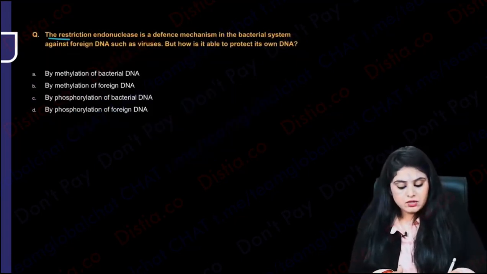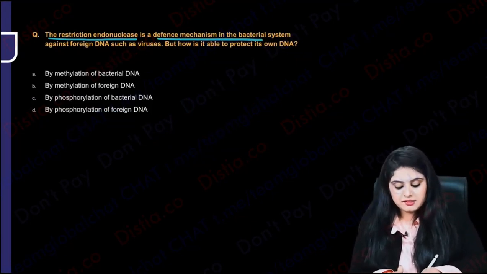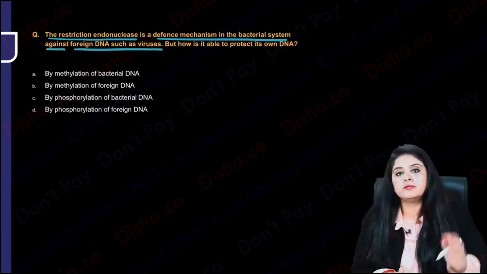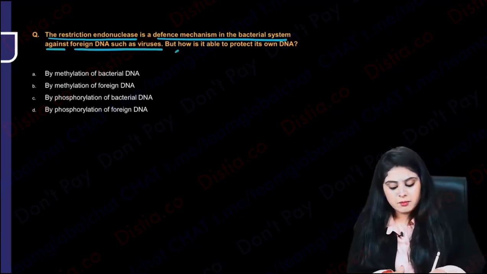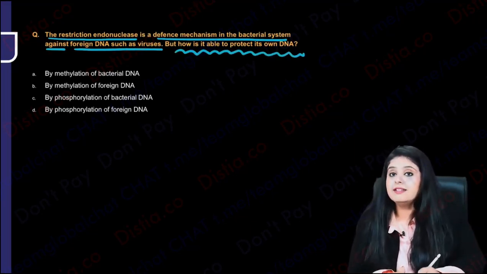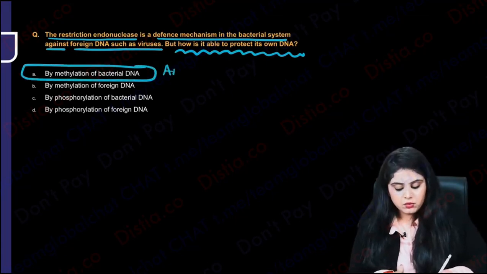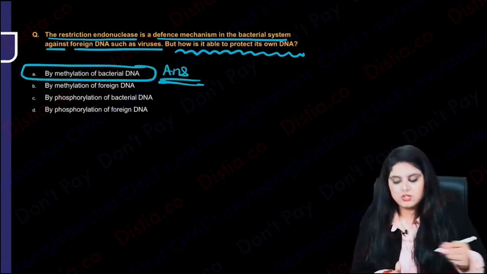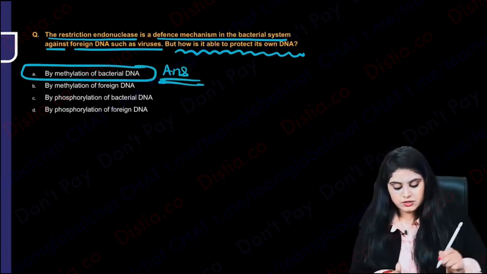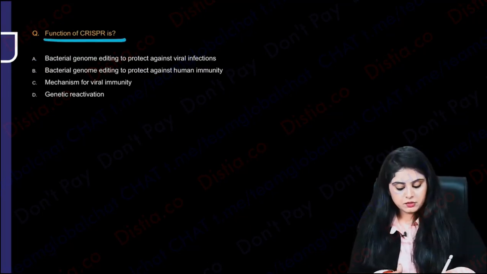The restriction endonucleases is a defense mechanism in which the bacteria system against foreign DNAs is killed. Bacteria kills the foreign DNA. But how is it able to protect its own DNA? What was the process? It's able to protect its own DNA by methylation. Very good.